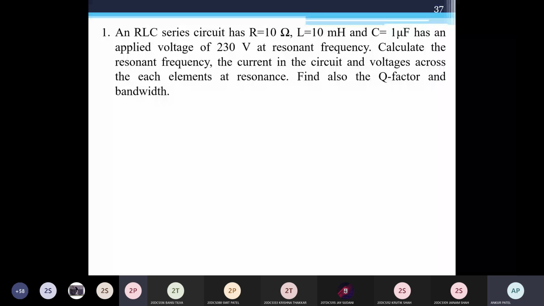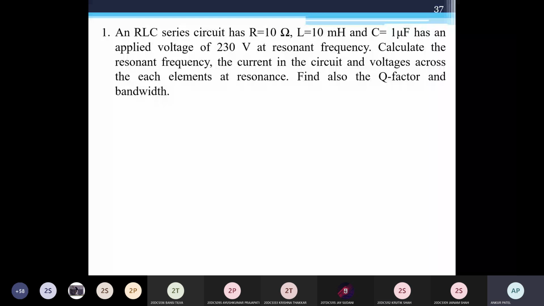Okay, 1.59 into 10 raised to 3 hertz. Yes, that is the correct answer. 1.591 into 10 raised to 3, yes, correct answer. Okay, every other remaining ones, are you getting this answer? 1.59 into 10 raised to 3. Unit is hertz.